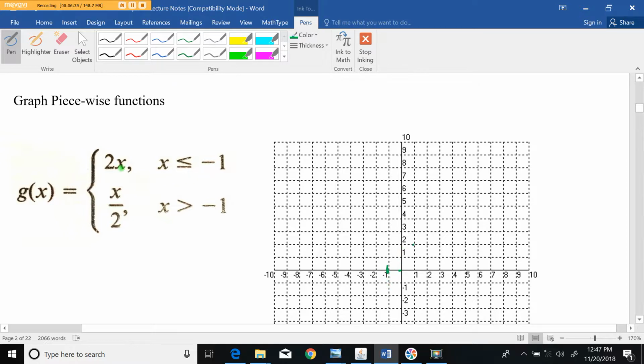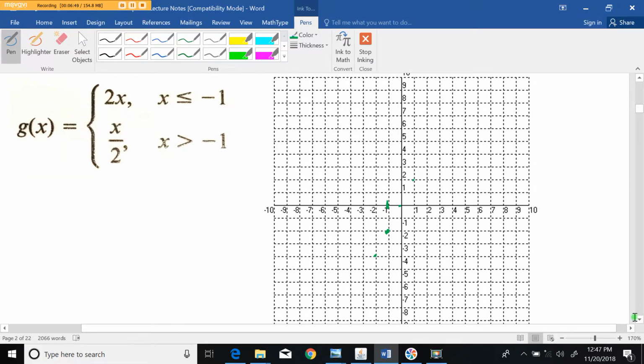So if I put negative 1 into that, we get negative 2 out. That's this point. I'm just going to do one more. If we put negative 2 in, we get negative 4 out. So negative 2, negative 4. See, there's a little more room here. There we go. I'm going to do one more point. If we put negative 5 in, we get negative 10 out.